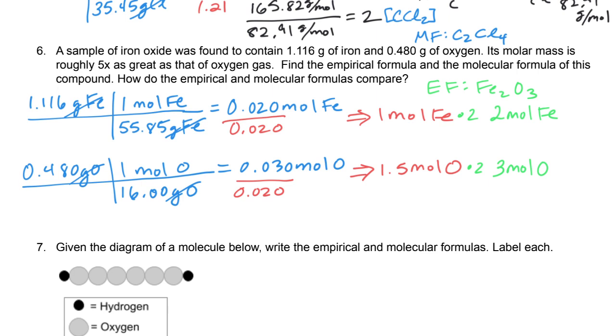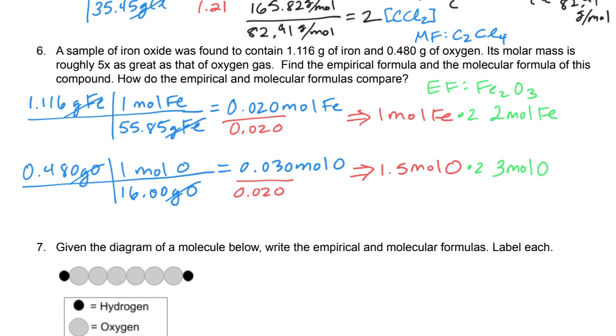The only time you're allowed to round is if it's within 0.1. Like if you had something that was 2.04, you could round that down to 2. But if you have something like 2.25, you're not allowed to round that. So you need to think about it in terms of fractions so that you can figure out the lowest whole number ratio.